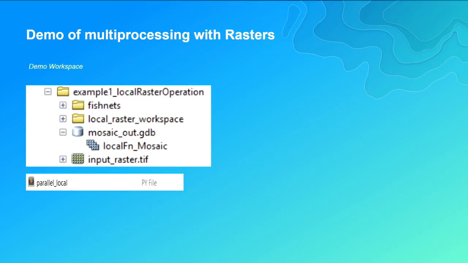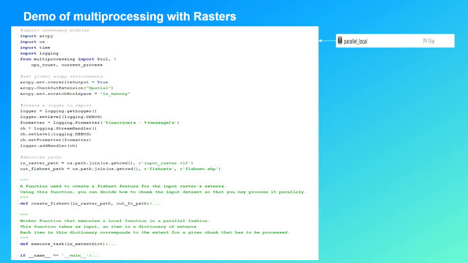are the extents of these individual partitions. I would like to represent that using a feature data set that I will create within this directory. My local raster workspace is where I will write the output of these individual processed extents. And then finally, I will mosaic them all together to get my final output in this mosaic file geodatabase. And finally, I have my input raster itself. Then I also have my program to do all this work, which I'm calling parallel local. This is a Python file. Let's look at this program to see what's going on.